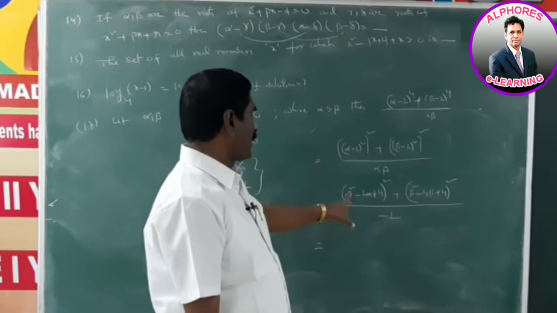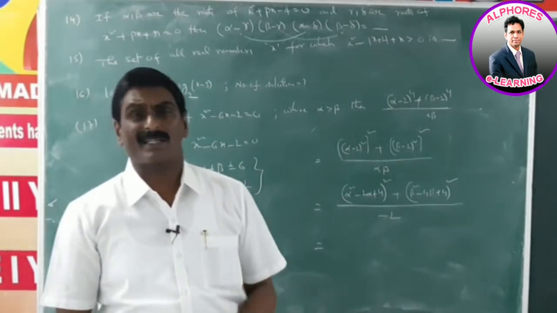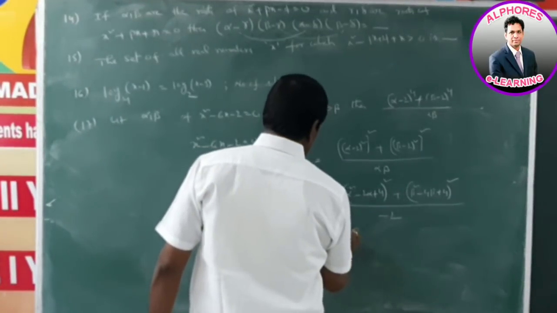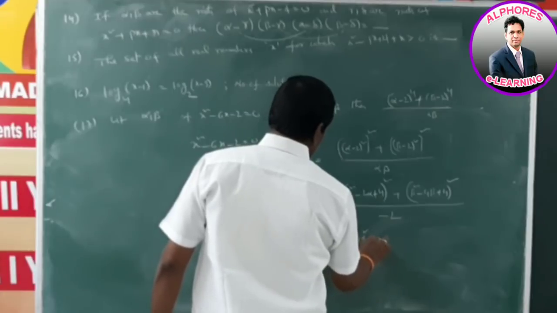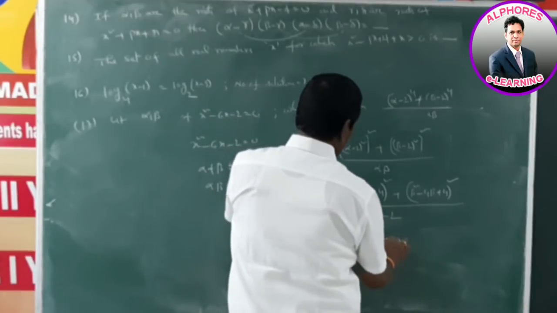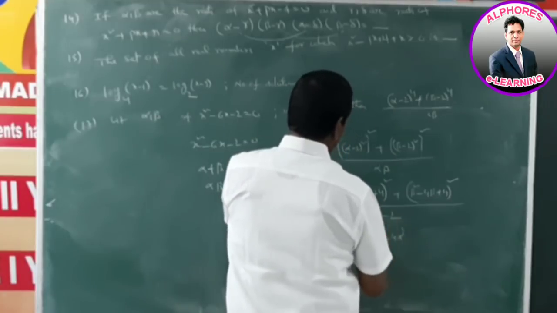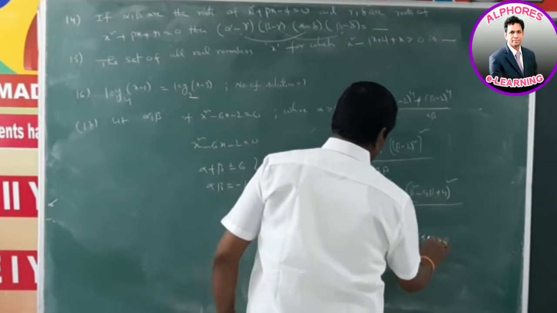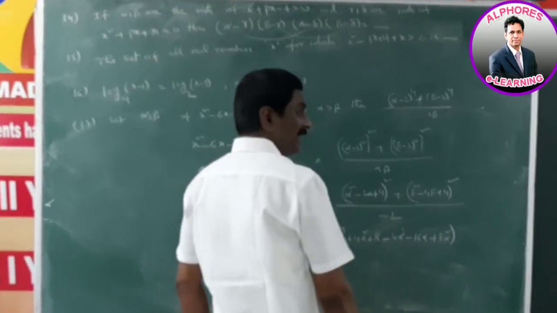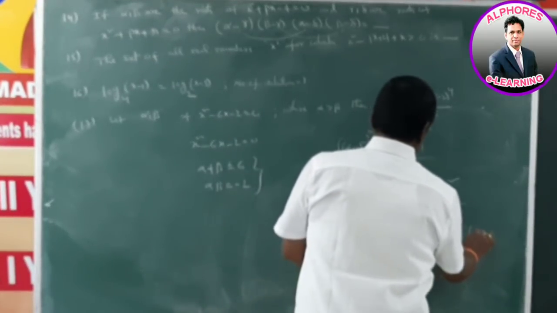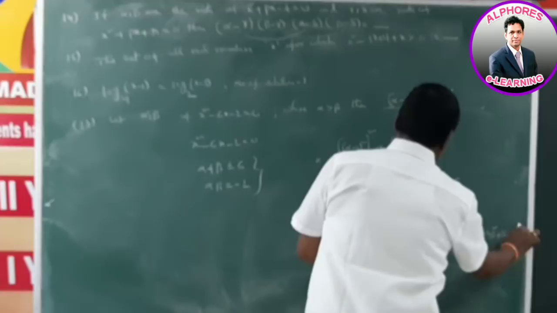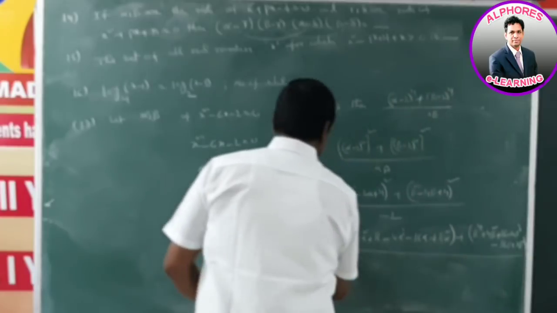Okay. Again it is in the form of a plus b plus c whole square. A plus b plus c whole square means a square plus b square plus c square plus 2ab plus 2bc plus 2ca. A square means alpha power 4 plus 4 alpha square plus 16, plus 2ab means minus 4 alpha cube, plus 2bc means minus 16 alpha, plus 2ca means plus 8 alpha square. Similarly, this value is also beta power 4 plus 4 beta square plus 16 minus 4 beta cube minus 16 beta plus 8 beta square, by minus 2.